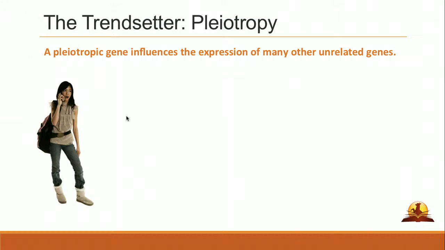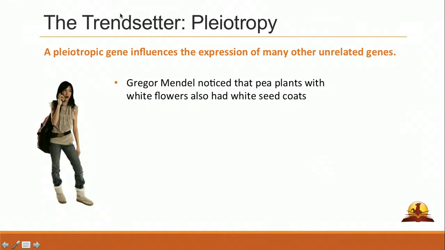And then, I think this is one of the last ones we're talking about, pleiotropy. Pleiotropy is a gene that actually influences other genes that are unrelated to it. So this headline, the trendsetter, is actually very appropriate. Gregor Mendel noticed that when the pea plants had white flowers, their seeds also had white coats. To him, it was kind of weird. Remember, things were supposed to be independent. How come every time they had a white flower, the seeds also ended up being white? This is an example of pleiotropy.